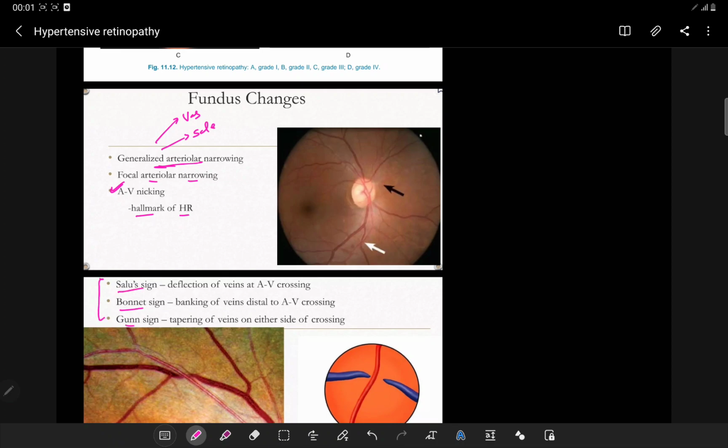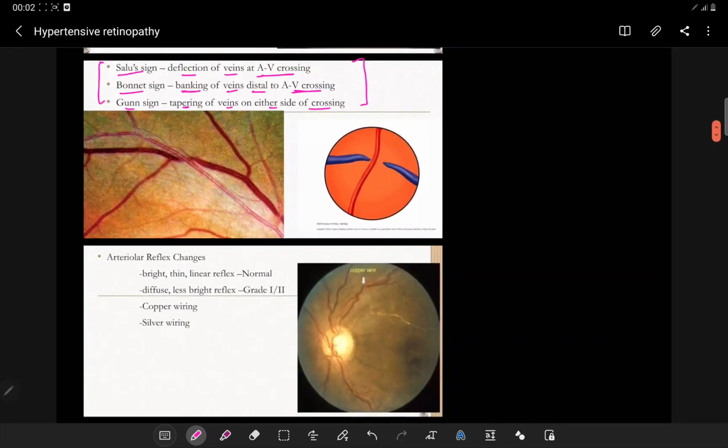These are very important signs which occur in hypertensive retinopathy. Salus sign means the deflection of the veins at the AV crossing. Bonnet sign is a banking of the veins distal to the AV crossing. We have the Gunn sign, which is a tapering of veins on either side of the crossing. So these are the various signs which occur.